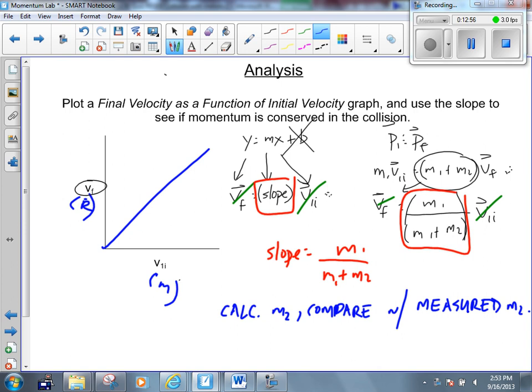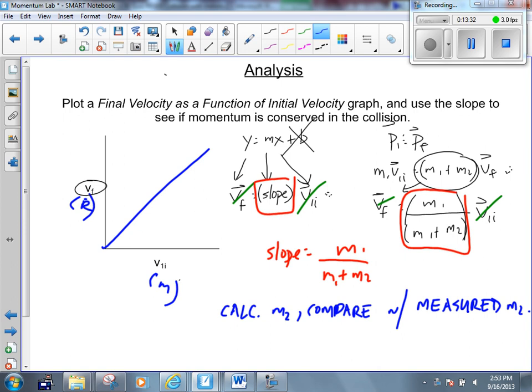If we find that the value that we calculated for m2, making that assumption, matches up with the value that we actually measured for m2, then the assumption that we made must be correct. The assumption of pi equals pf must be correct. Here we're assuming it to be correct to do the analysis of the slope is equal to m1 over m1 plus m2. But if m2 equals what it was measured to be, then that assumption must be correct. And the law of conservation of momentum is verified. Does that make sense?